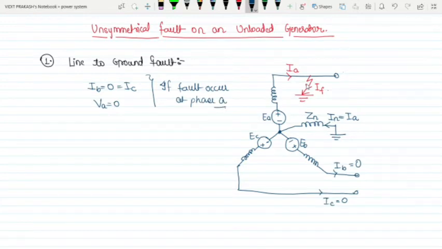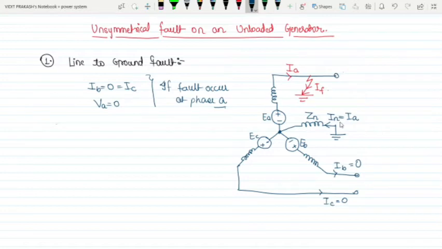Now what will be IN? IN will be IA, right? Because fault occurs at phase A. So whatever the fault current is here, that will travel to the ground, from ground to the neutral point of the generator, right? So this IN will be equal to IA. Now this is the condition we got for line to ground fault.